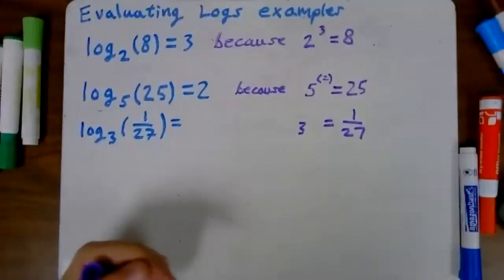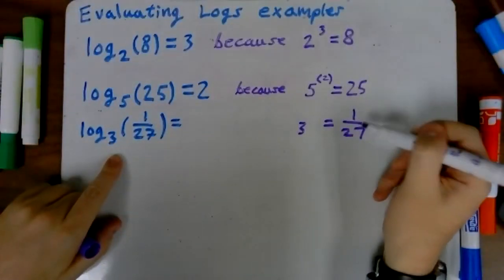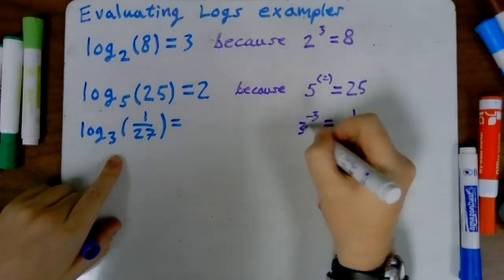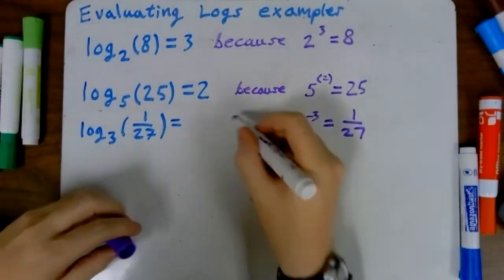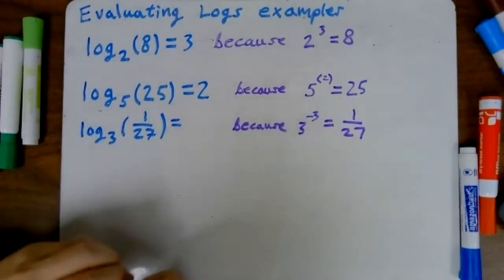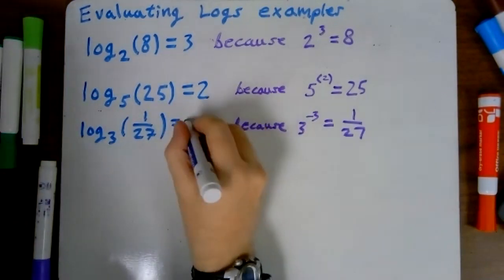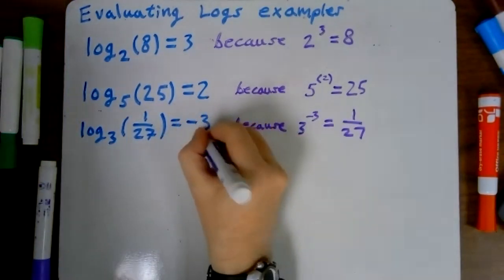Remember that negative exponents will cause you to take the reciprocal of whatever that is. So 3 to the negative third power will be 1 over 27. So log base 3 of 1/27th is negative 3.